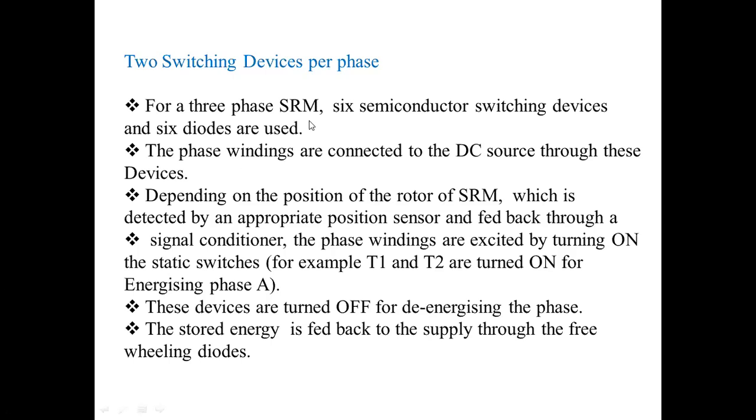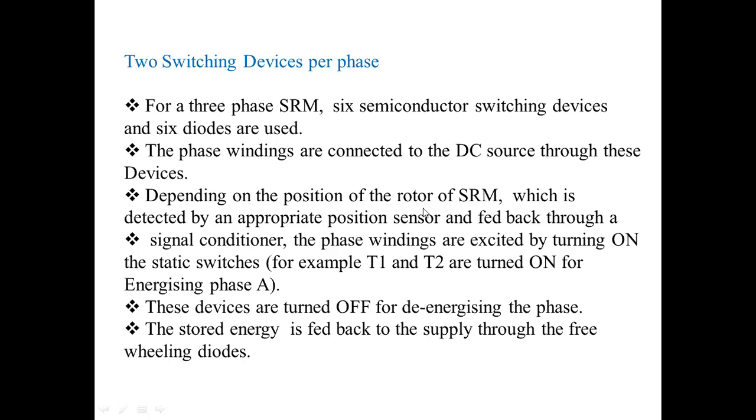For a three-phase switch reluctance motor, 6 semiconductor switching devices and 6 diodes are used. The diodes are for freewheeling purpose. I will show you in this diagram. Here, the phase windings are connected to the DC source through these devices.